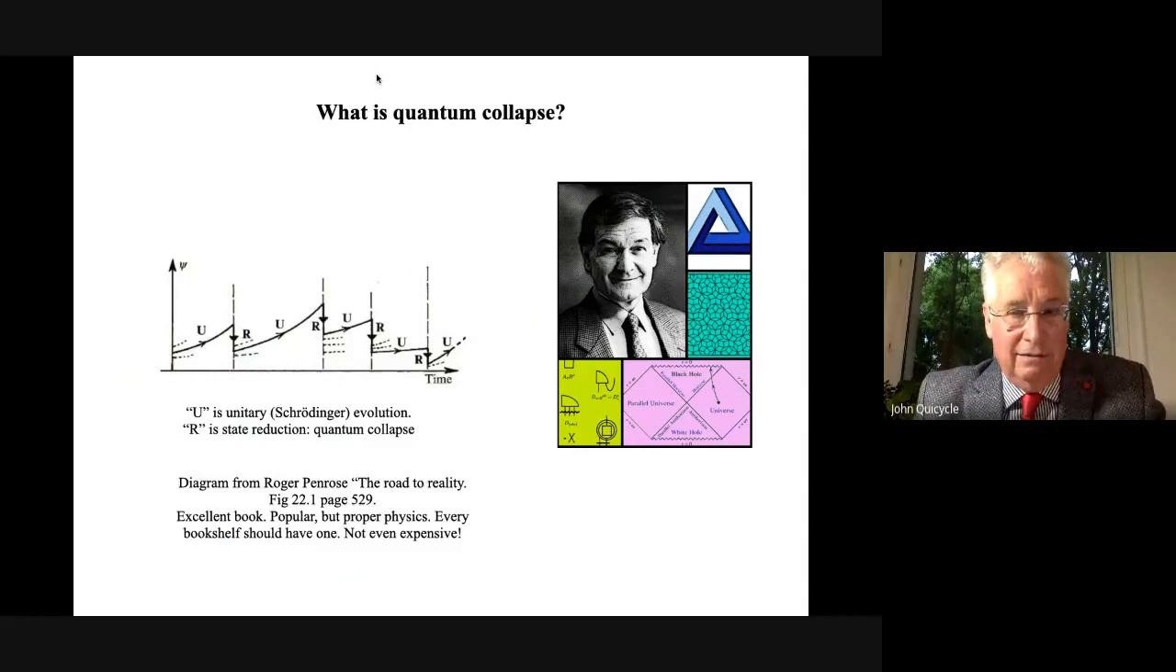So that's a theory of both of these things, isn't it? So what is this quantum collapse? This is a question that's been sitting around as a monkey on the back of physics for a very, very long time, which I'm now going to try and give an explanation for.